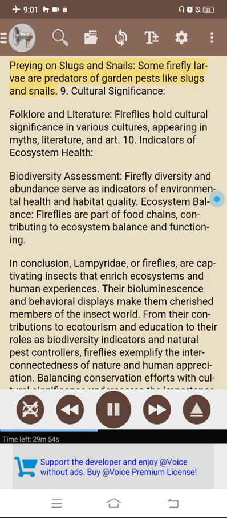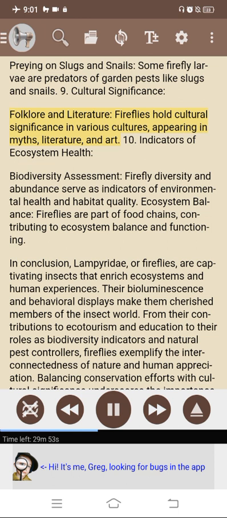8. Natural pest control. Preying on slugs and snails. Some firefly larvae are predators of garden pests like slugs and snails. 9. Cultural significance. Folklore and literature. Fireflies hold cultural significance in various cultures, appearing in myths, literature, and art.